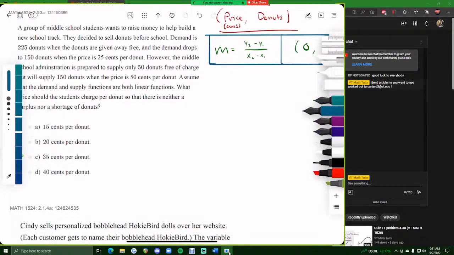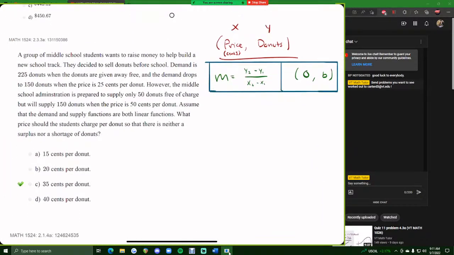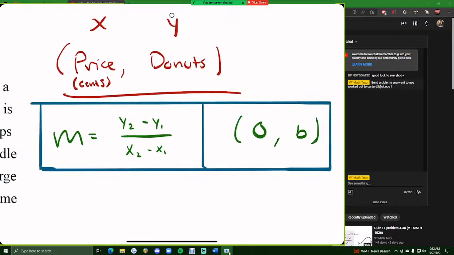All right, great problem from one of the first quizzes. It's about demand and supply and demand. They're asking about the price they would have to sell each donut in order to neither have a surplus nor shortage. And so the idea is we want to find a function, a linear equation, y equals mx plus b, for both supply and demand. Once we do that, we will set these functions equal to one another and solve for x. So real briefly, this is kind of what we're using here.